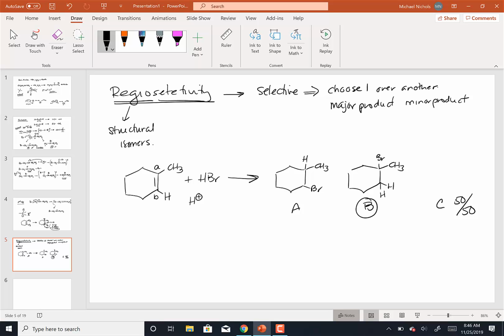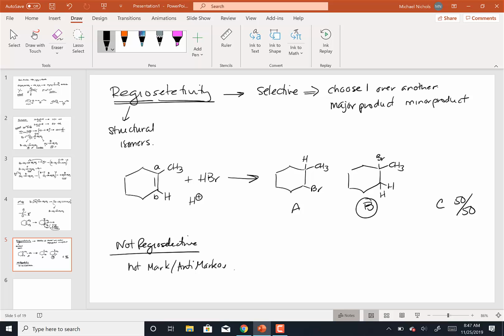Okay. So number one, regioselectivity means the reaction is Markovnikov or anti-Markovnikov. It's easier sometimes to figure out when the reaction will not be regioselective. So number one reason that the reaction is not regioselective is because it is not Markovnikov or anti-Markovnikov.